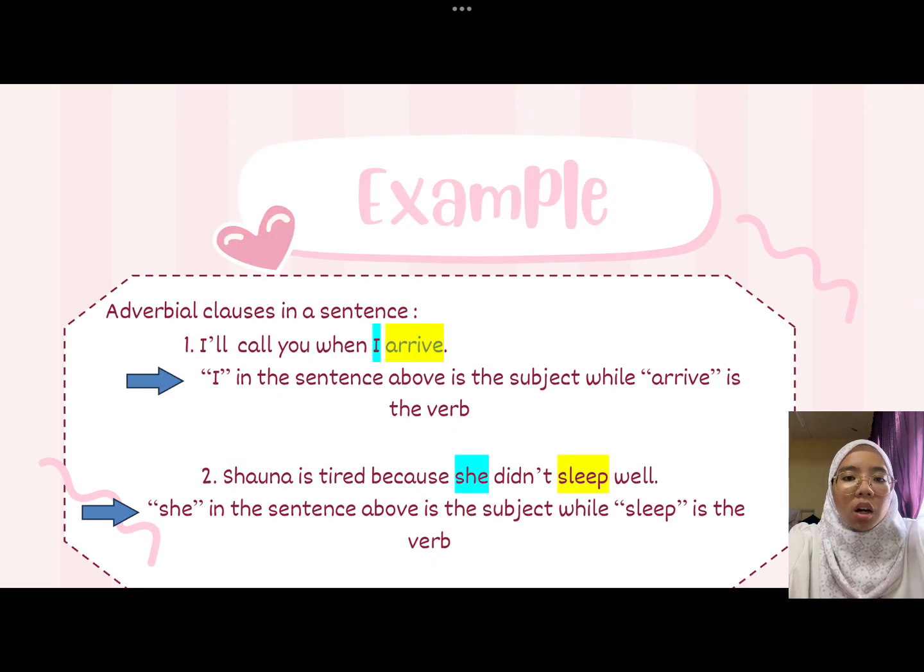Next are the examples of adverb clauses in a sentence. This example is an adverb clause that has a verb and subject. For example, sentence 1 is, I will call you when I arrive. I in the sentence is the subject, while arrive is the verb of the sentence. The second one is, Shauna is tired because she didn't sleep well. She in the sentence stands for the subject, while sleep is the verb of the sentence. Thus, we can conclude that these two sentences are examples of an adverb clause because they have a subject and a verb.